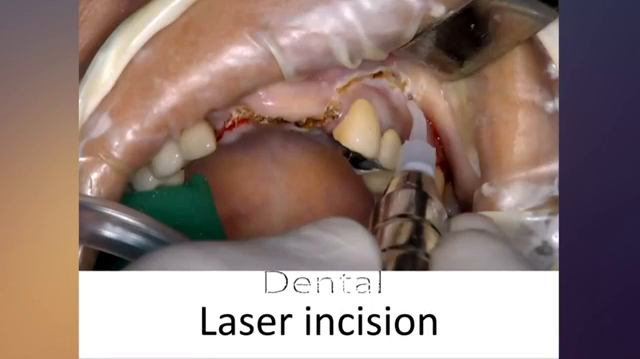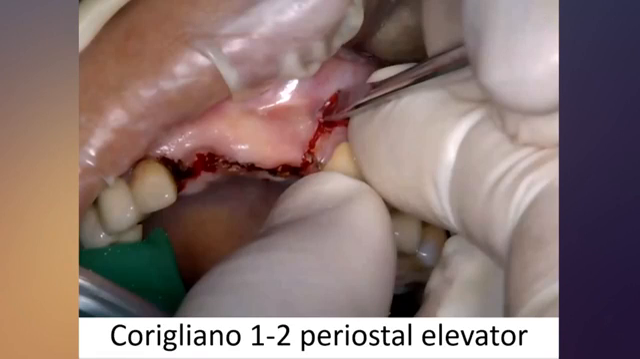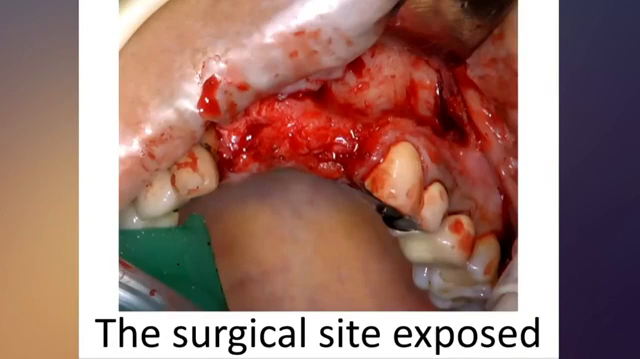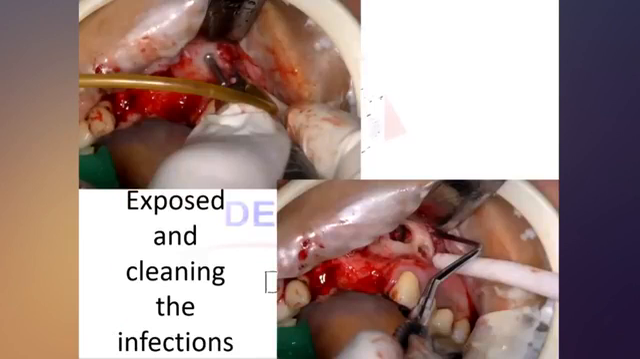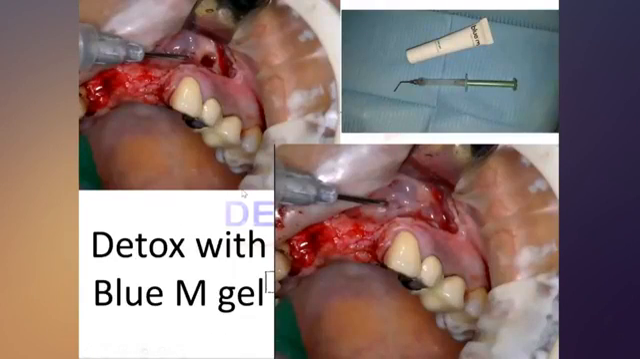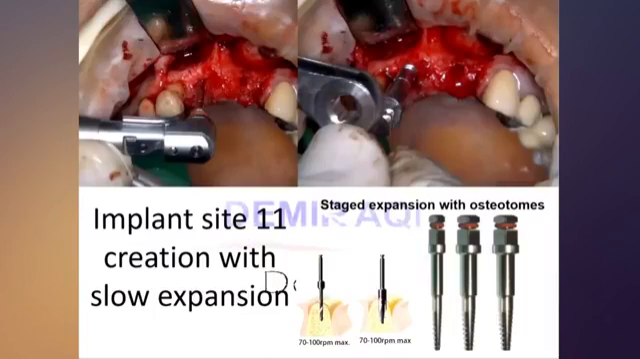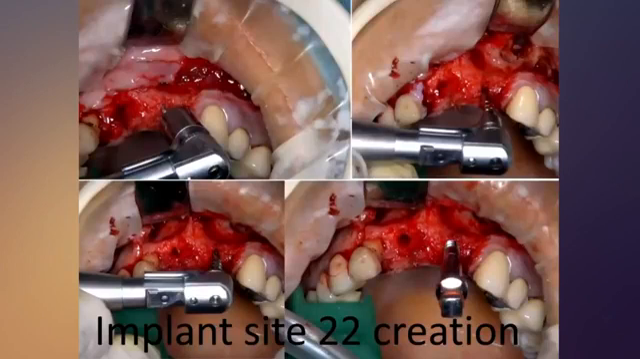So, laser incision in this case, elevation. I exposed and cleaned the infections in the other teeth nearby. Detox with Blue M gel. And then I created the sites at number 11 and 22, to do a 3-unit bridge with 2 implants. Slow expansion is what I use in this case.